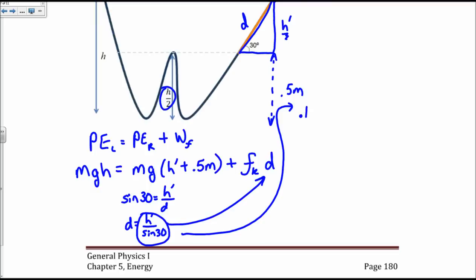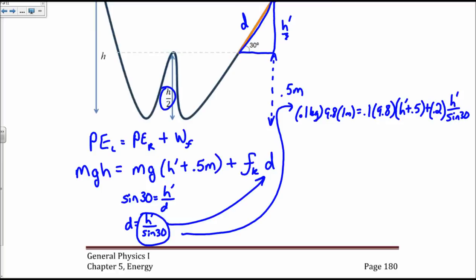I have 0.1 kilograms times 9.8 times my height, which is 1 meter, and then that's equal to 0.1 times 9.8 times h prime plus 0.5 plus 0.2. That's my kinetic frictional force times h prime over sine of 30.